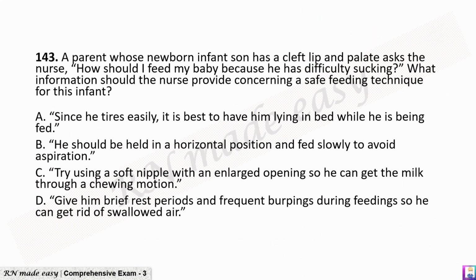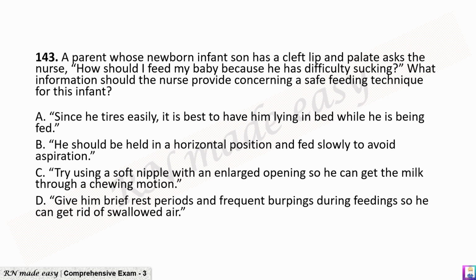Question 143. A parent whose newborn infant son has a cleft lip and palate asks the nurse, "How should I feed my baby because he has difficulty sucking?" What information should the nurse provide concerning a safe feeding technique for this infant?